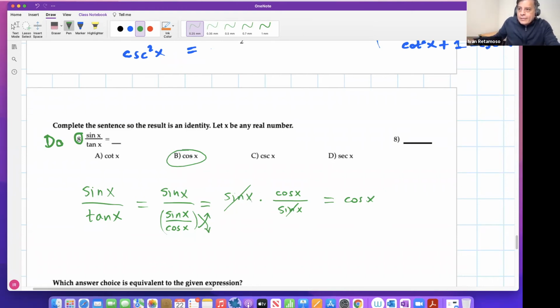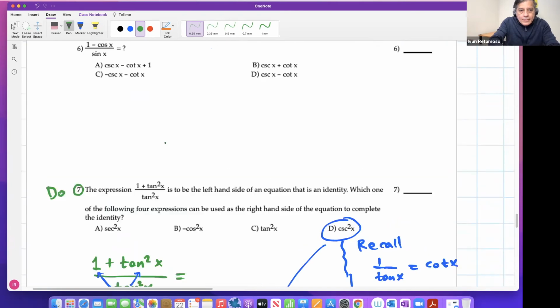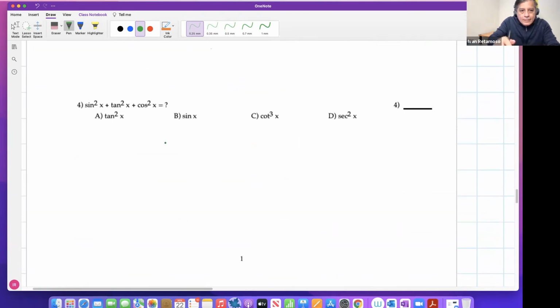There is a tricky one here, but I think you will handle it. Number 3. Sine square of x plus tangent square of x plus cosine square of x. Try to simplify this, using the reciprocal identities, quotient identities, or Pythagorean identities.